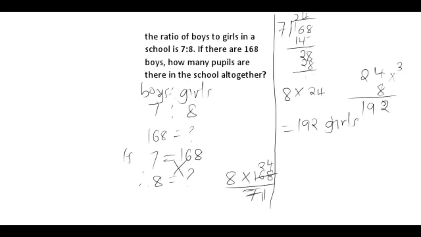But the question is the total number of pupils in the school altogether. So we add 192 girls plus 168 boys. This gives us 2 plus 8 is 10, carry 1, 9 plus 1 is 10 plus 6 is 16, carry 1, 1 plus 1 plus 1 is 3. So we have 360 pupils.